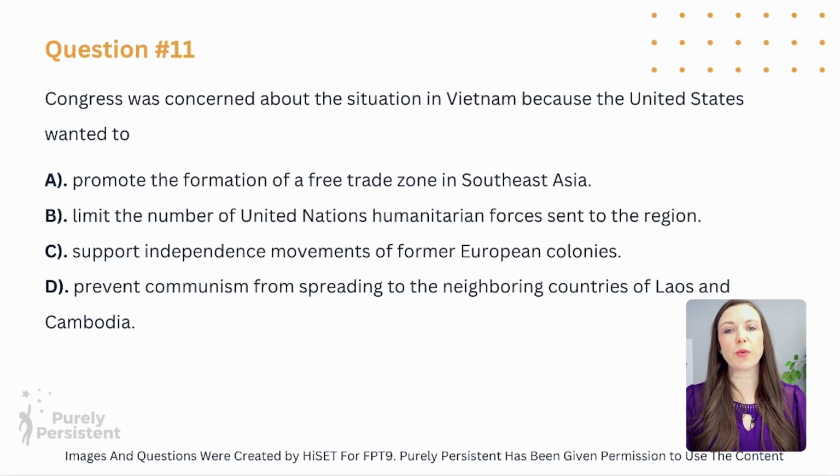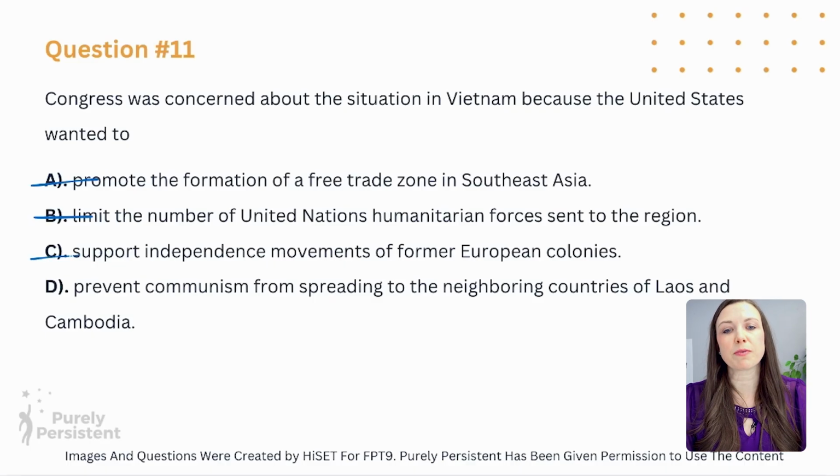Congress was concerned about the situation in Vietnam because the United States wanted to promote the formation of a free trade zone in Southeast Asia. Do you think the president is going to send the military to Southeast Asia just for a free trade zone? Let's hope not, but they didn't at this time. Limit the number of United Nations humanitarian forces sent to the region. That wasn't Congress's main reason. Support independence movements of former European colonies. Again, we're not trying to do that, right?